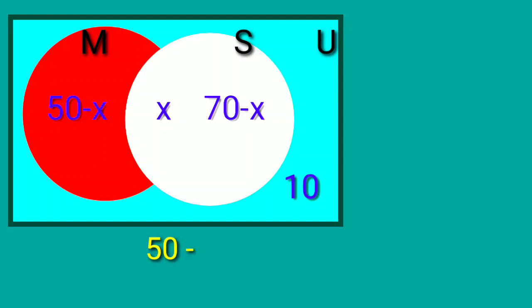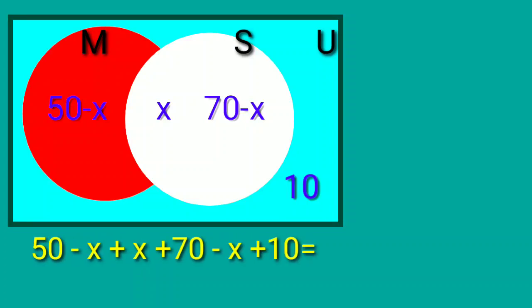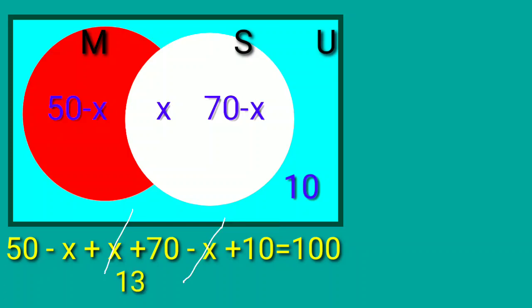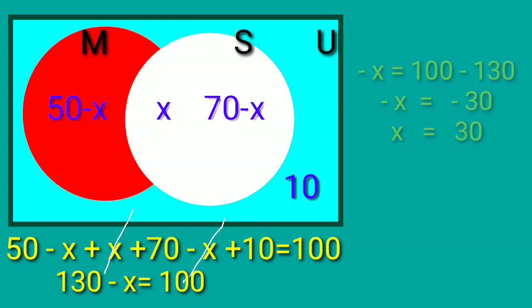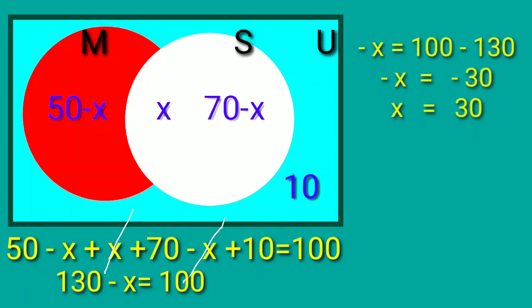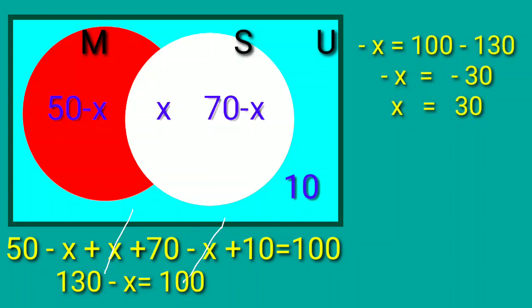Since the question is in percentage, if you add all these values, you will get the answer as 100. So you get 50 minus x plus 70 minus x plus 10 is equal to 100. On simplifying, minus x plus x gets cancelled. You will get 130 minus x is equal to 100. On transposing 130 to the right hand side, you will get minus x is equal to 100 minus 130, minus x is equal to minus 30, which gives x is equal to 30.